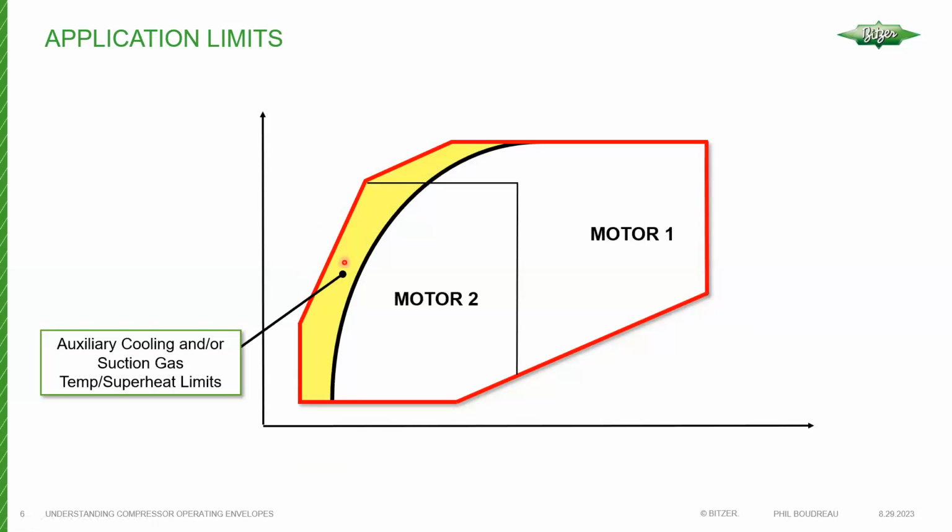This area here to the left, highlighted in yellow, is your area for what we call thermal limits. This is where auxiliary cooling and/or limited suction return gas superheat has to be considered. The higher the return gas superheat and return gas temperature, the higher the discharge temperature for a given application.